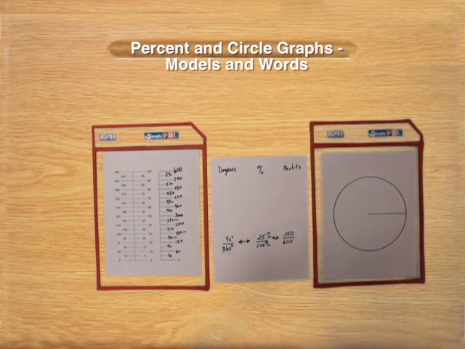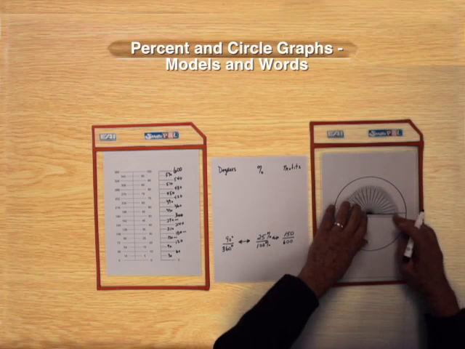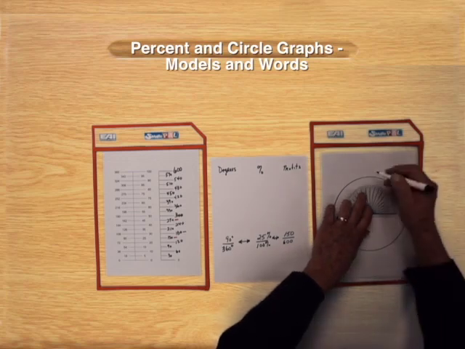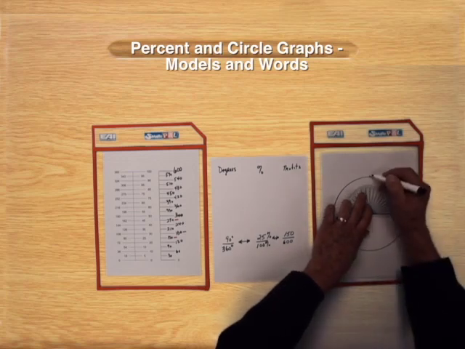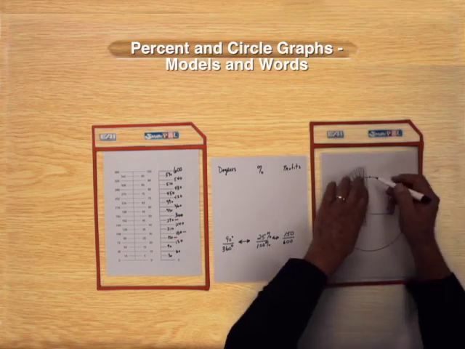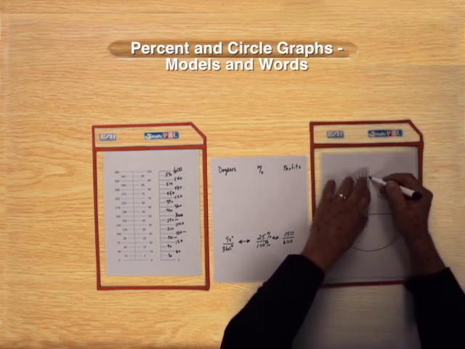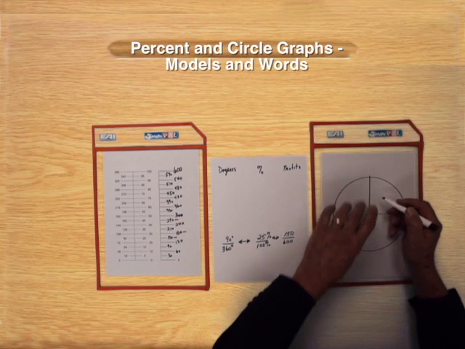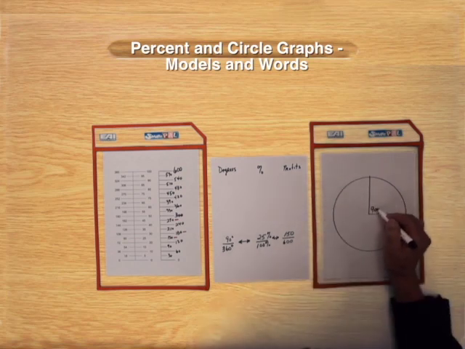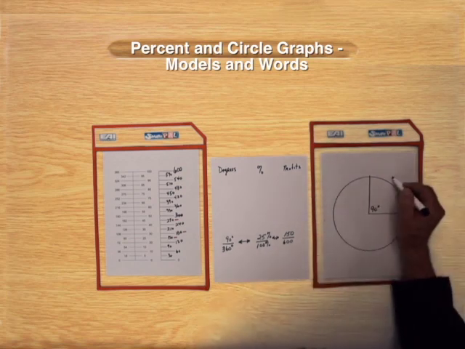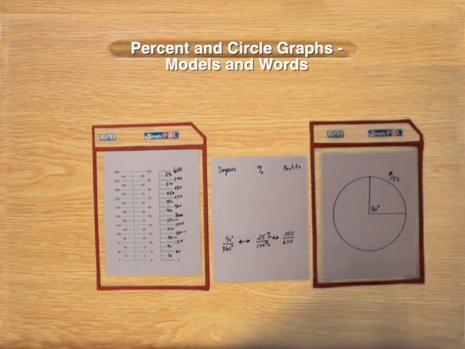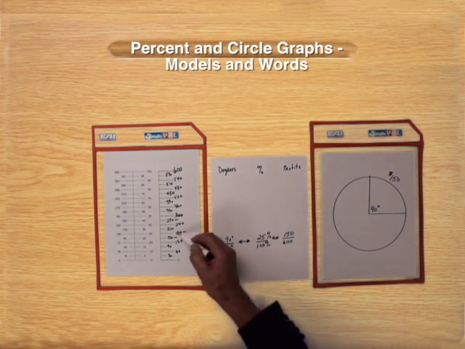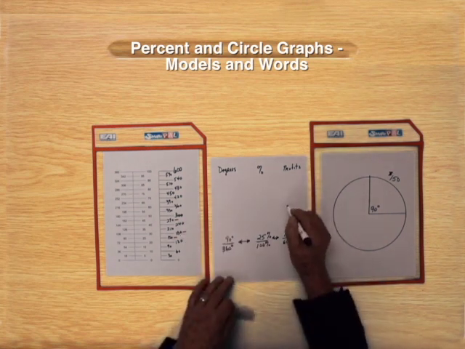So again, we draw our angle of 90 degrees. 90 degrees, we'll cut the circle right there, and we draw the angle. So this is going to be 90 degrees, and it represents $150 of the profits. Now let's go to the next profit, which was $180.